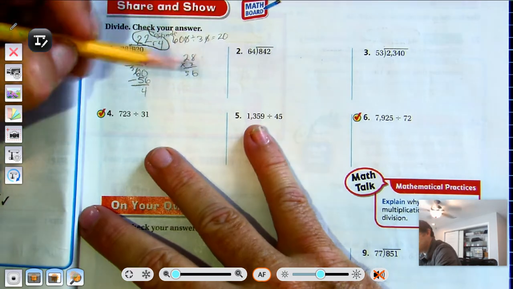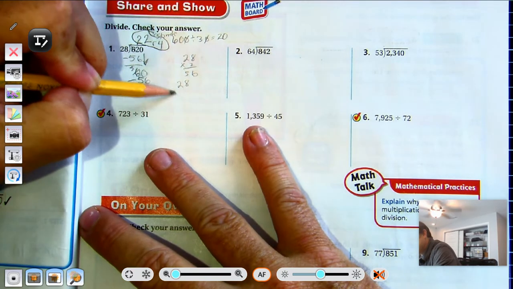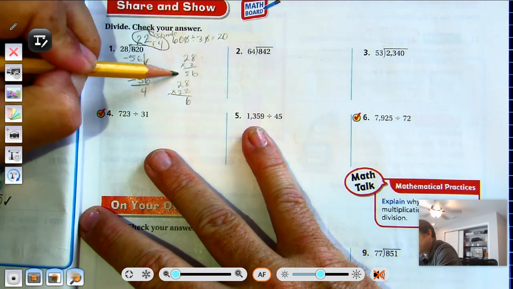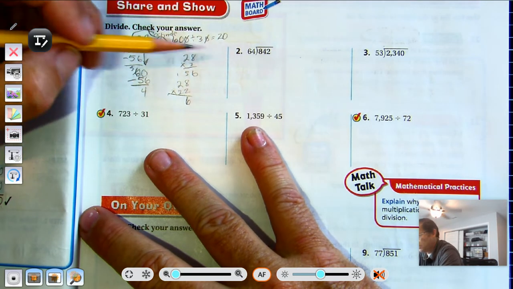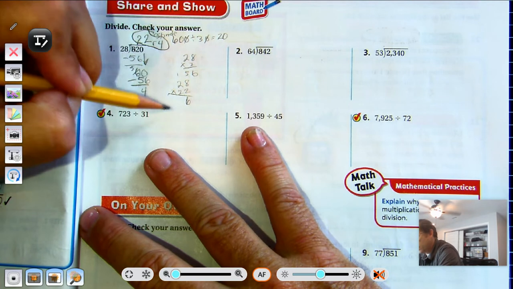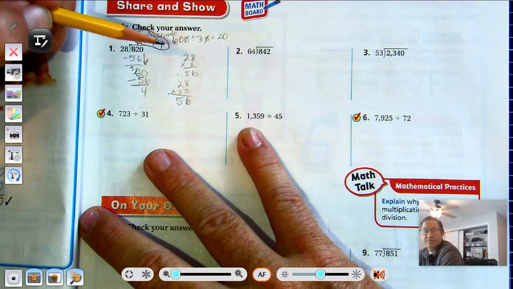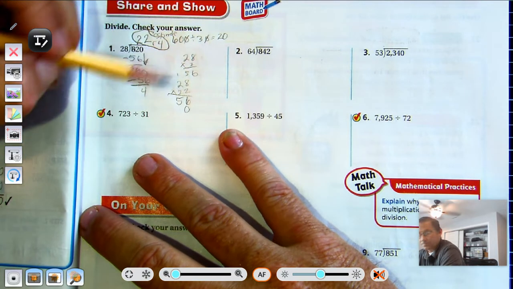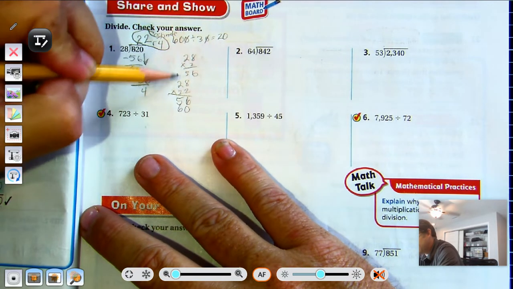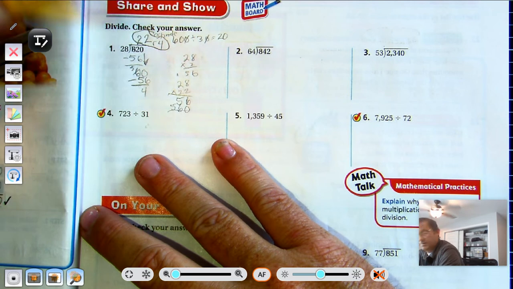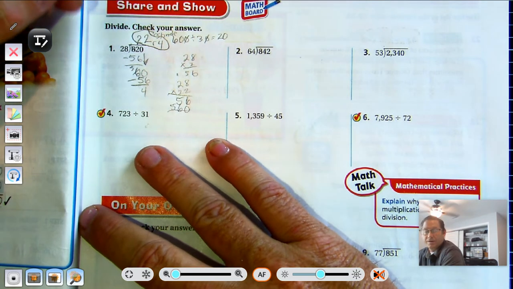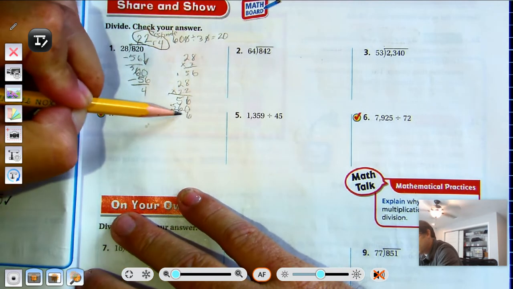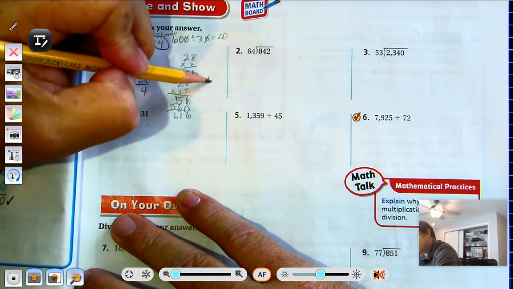So we're saying our answer is 22 remainder 4. Well, let's check our answer. 28 times 22. We know 2 times 8 is 16. We regroup that as 1 ten and 6 ones. 2 times 2 is 4, plus the regrouped is 5. So we have 2 times 28 is 56. Let's move to the tens. 2 times 28 is 56. Regroup, and we have 560 for the tens. Add those together, we get 616.